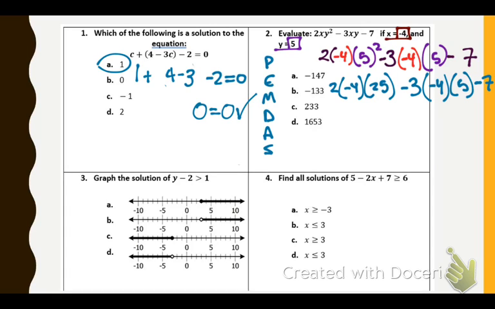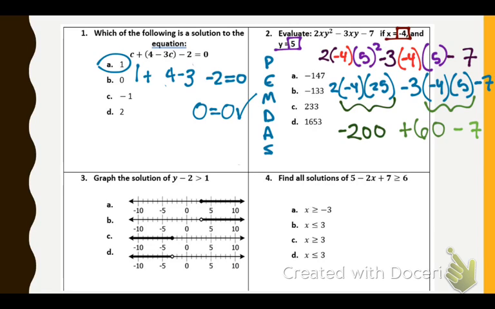All right, and then when I multiply, I'm going to multiply each of these pieces. Does it matter which order I multiply in? No. I'm going to multiply negative 4 times 25. What is negative 4 times 25? Negative 100. Negative 100 times 2 is negative 200. Negative 4 times 5 is negative 20. Times negative 3 is positive 60. Well, then wouldn't the 200 be positive?